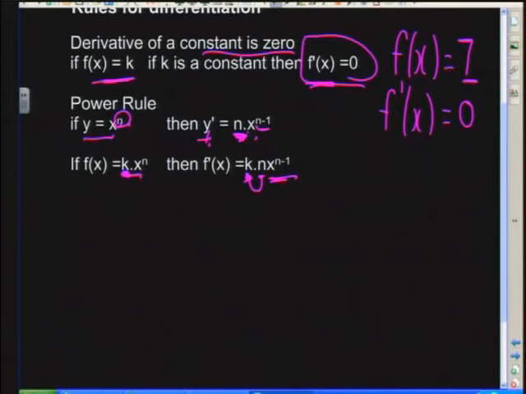Okay, while we're on this, I just want to show you the different ways, because you'll see I've written here f of x and I've got f dash x, and suddenly I'm using y prime.